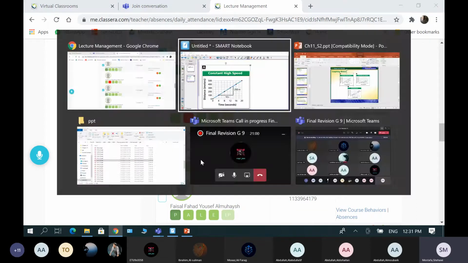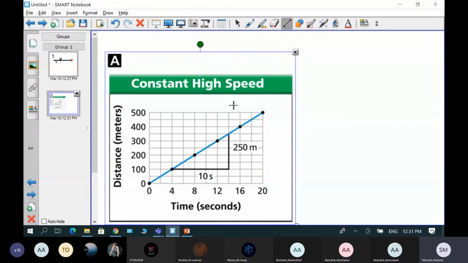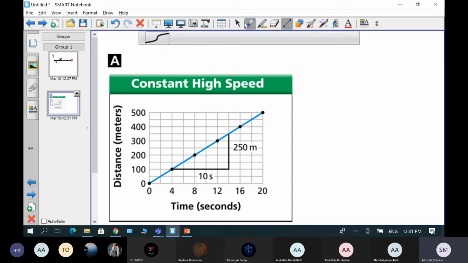Yes, Ali, Mr. Riyad. Ali, can you tell me what is the speed from this graph? You have distance and time here. This is distance in meters and time in seconds. Can you tell me what is the speed? How to calculate speed from this graph?